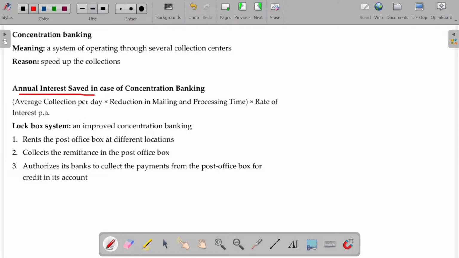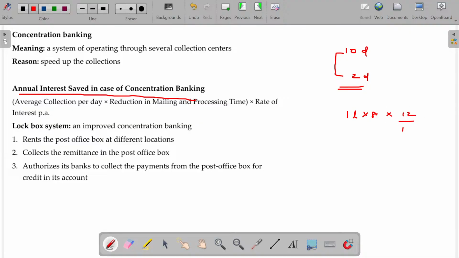Now, what is the annual interest saved in case of concentration banking? Very rare question. We'll understand. Earlier we had only one bank account in one centralized place. If you have numerous branch accounts or different bank accounts, you can collect faster. Earlier, without that, you waited for 10 days. Because of concentration banking, we can get it in 2 days. The daily collection may be, say, 1 lakh. So 8 days' amount you collected ahead. It means 8 lakhs you are getting ahead, so what is the interest rate applicable?